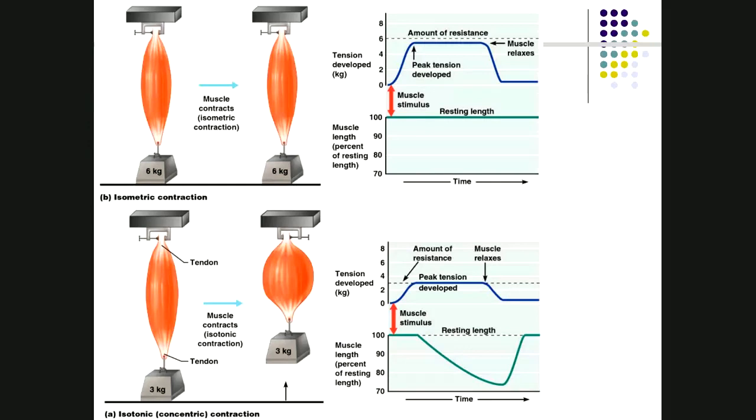So if we compare those two, it looks like this. Isometric, length never changes. And that's because the tension never reaches the amount of tension necessary to move the load. Isotonic, what's going to happen is I can produce more tension than whatever this weight is, but I only need to produce that much. So as soon as I produce that much tension, the load is going to be lifted and the muscle is going to get shorter.